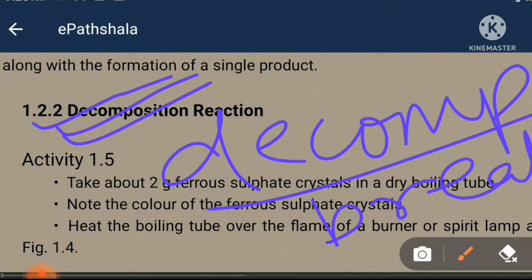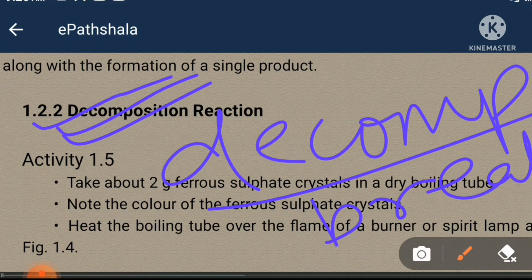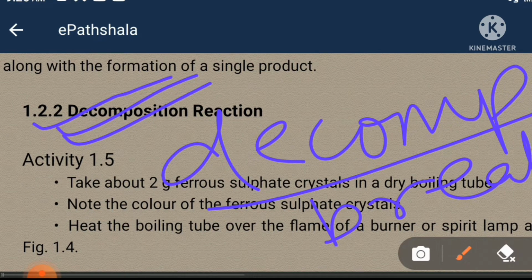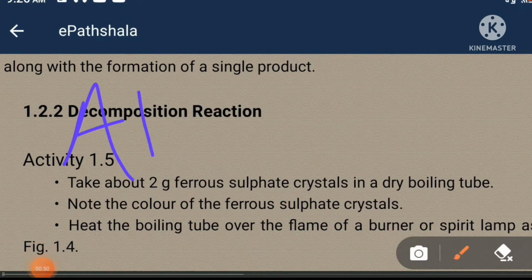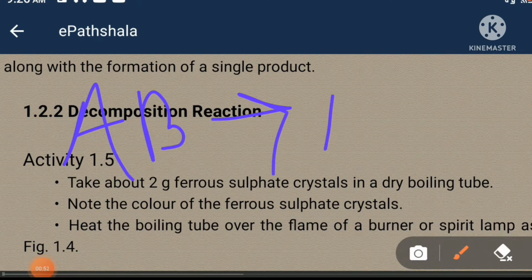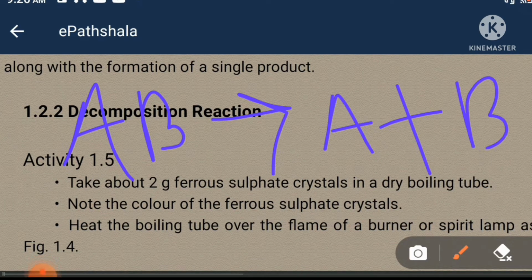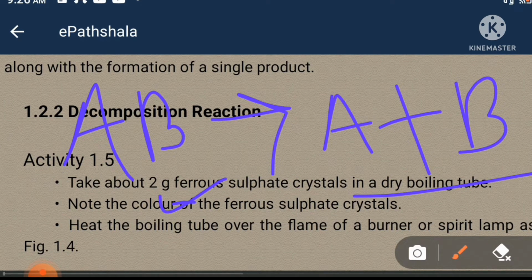Splitting or breaking. Those reactions in which a compound splits up into two or more simpler substances are called decomposition reactions. Decomposition reactions are carried out by applying heat, light or electricity. What is a decomposition reaction? A reaction in which a single substance breaks up into two or more simpler substances. Like in combination, A plus B forms AB, and here AB breaks up to form A plus B.